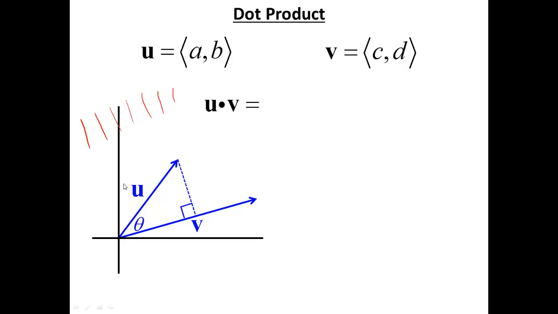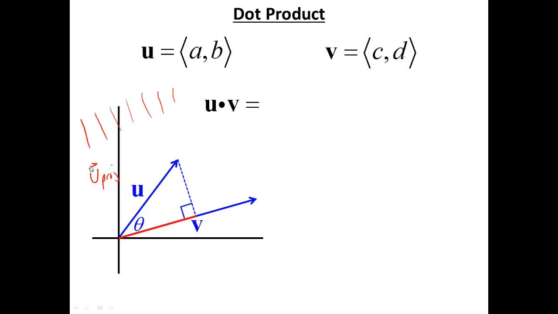The vector u would cast a shadow on vector v right here, right along the base of the right triangle. That red line right there is referred to as the projection of u onto v. There's a fancy little notation for that. That would be the u sub proj for projection. So that red line would represent the projection of u onto v.